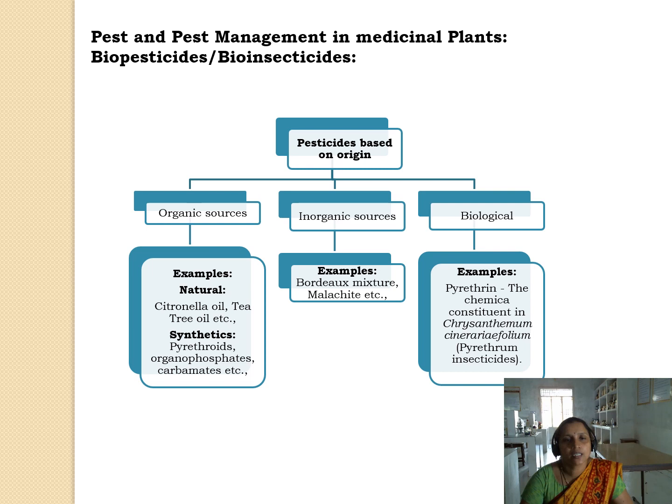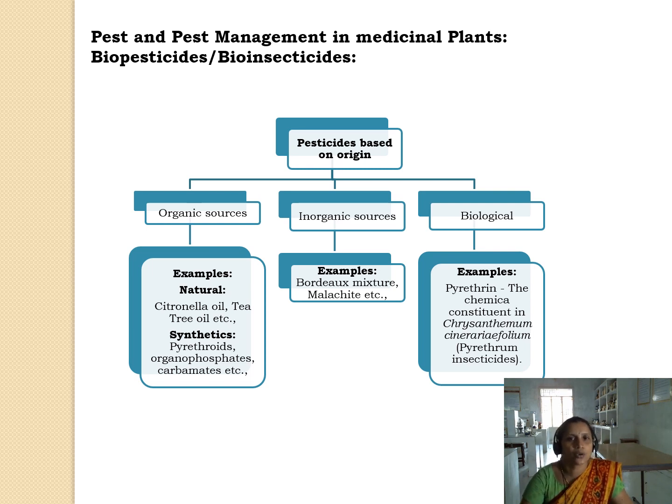So let us see about pests and pest management in medicinal plants. As we know, a pesticide is a substance or mixture of substances used to prevent, destroy, or control pests like insects, fungus, rodents, or unwanted species of plants which cause harm during production and storage of crops of medicinal plants.